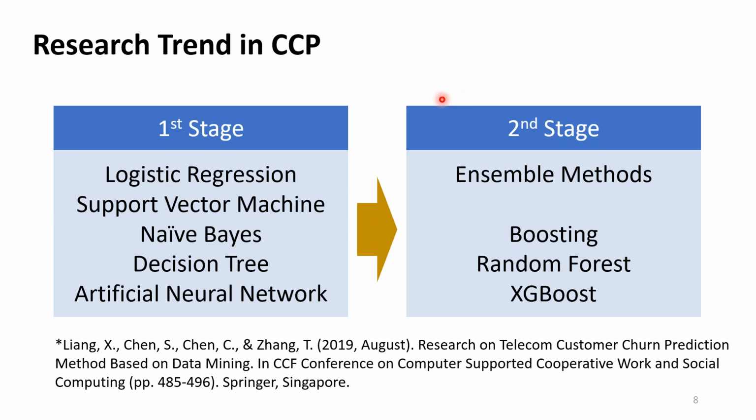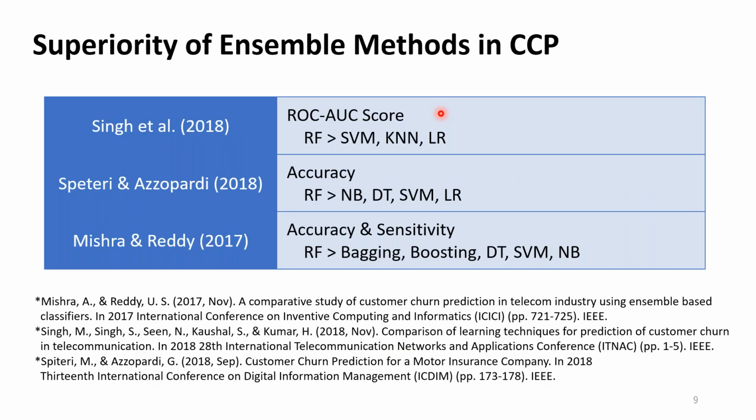In the second stage, which is the current stage, researchers have begun to use ensemble models like bagging, boosting, random forest, and XGBoost. Ensemble methods are meta algorithms that combine multiple machine learning models to improve predictive performance. In general, past studies show that ensemble methods achieved higher performance compared to the traditional methods in customer churn prediction.